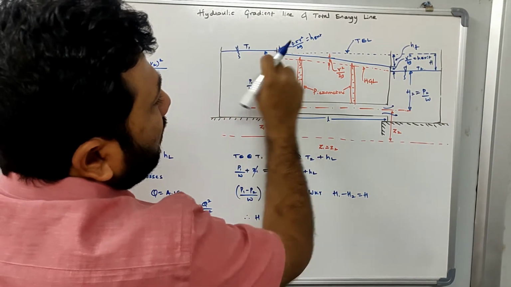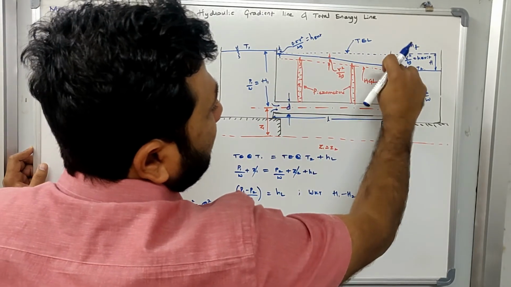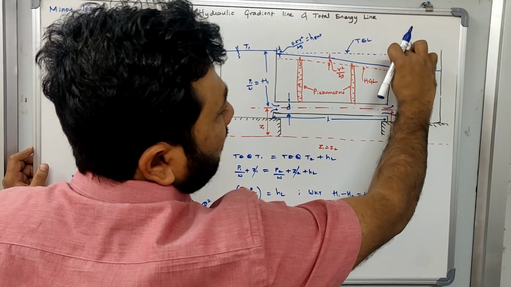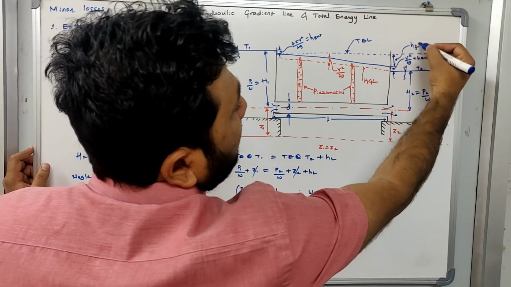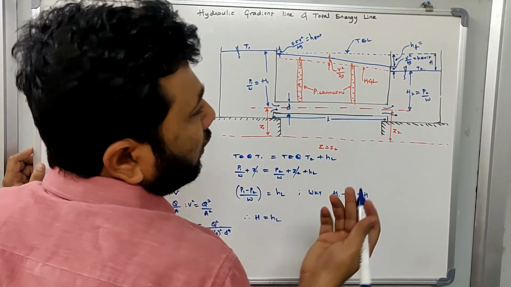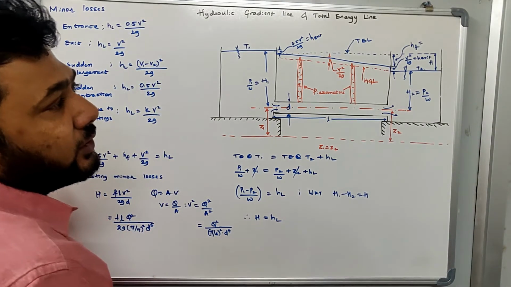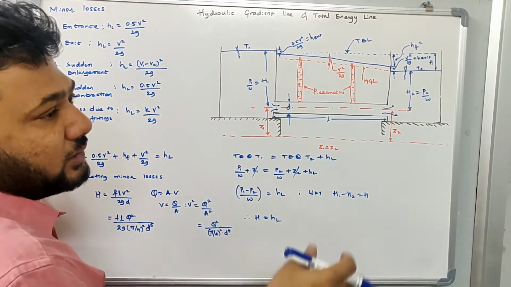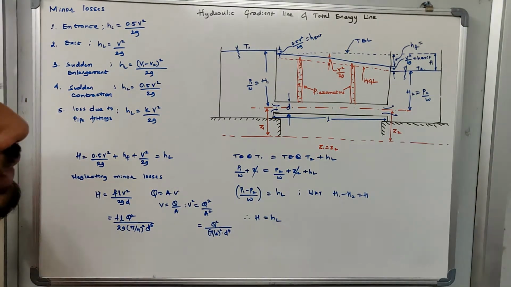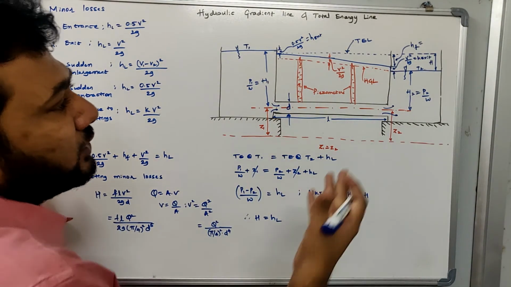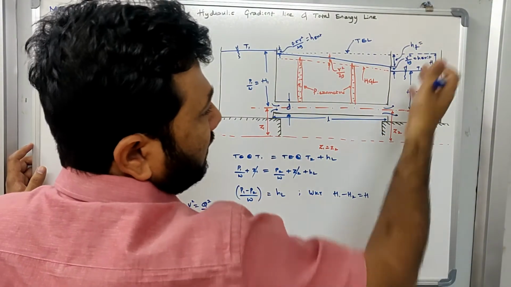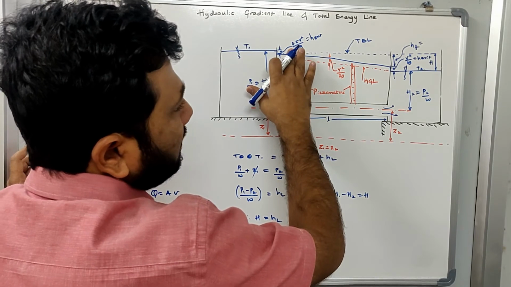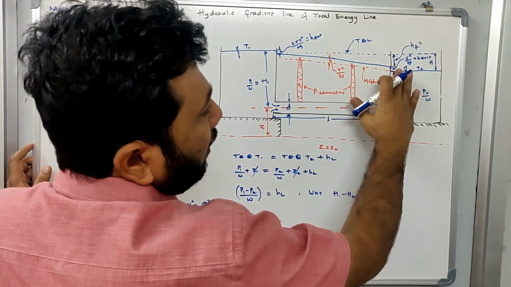Now if I take a horizontal and define how much this vertical is, this vertical represents the head loss due to friction. You already know the equation for head loss due to friction, which is f L V square by 2gD, right? The Darcy-Weisbach equation, which we derived in the previous class, is the equation to calculate the head loss due to friction. So I have accommodated the head loss due to entrance, head loss due to friction, and head loss due to exit.